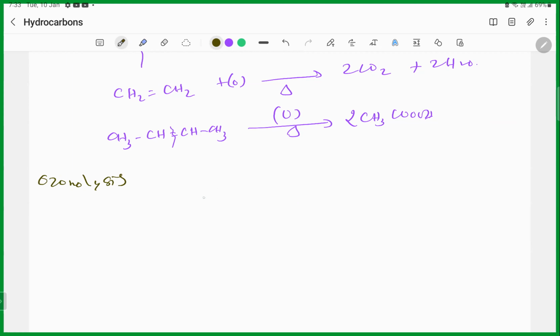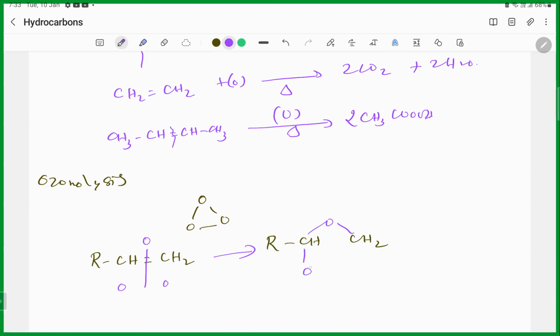We know that ozone is considered like this, or in some other case its structure will be different. When you add the ozone across the carbon double bond, one oxygen will go over here, and the other two oxygens will go like this. The bond is cleaved. Then it gives R-CH and CH2 bonded with O, bonded with O, bonded with O. So the bond is cleaved and it will give the ozonide.